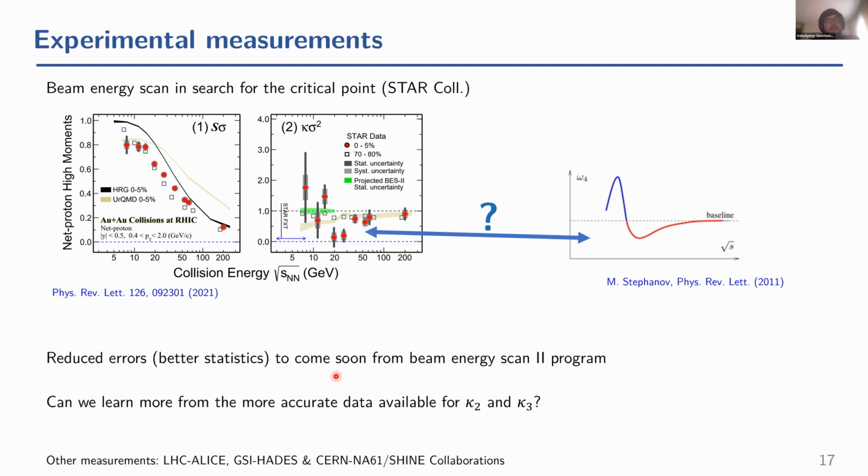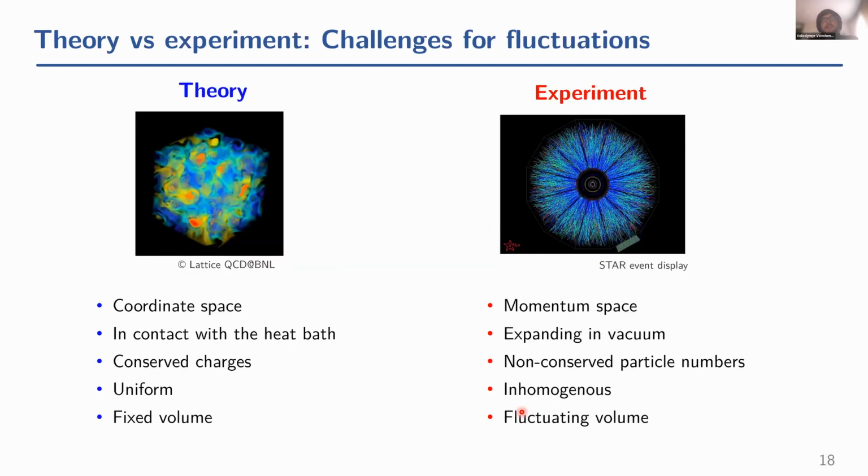But before, maybe if we cannot go to BES-2 data just yet, instead maybe we could ask a question whether we can learn something more from the data which are more accurate, has smaller errors for the lower order cumulants like kappa 2 and kappa 3. And for this, we really need to do a proper precision comparison of theory and experiment. And there are lots of caveats involved if you want to compare theory and experiment, in particular event-by-event fluctuations.